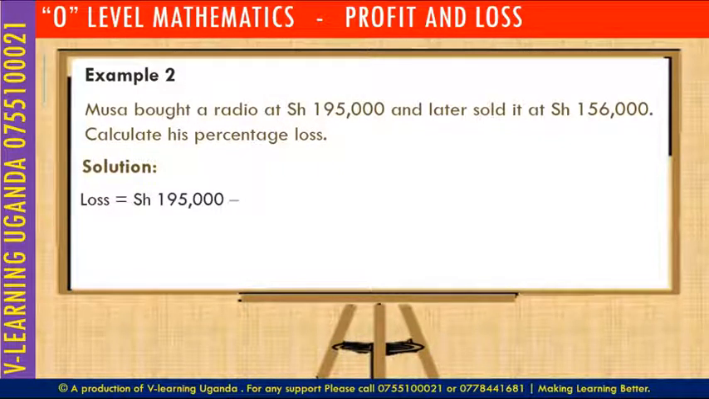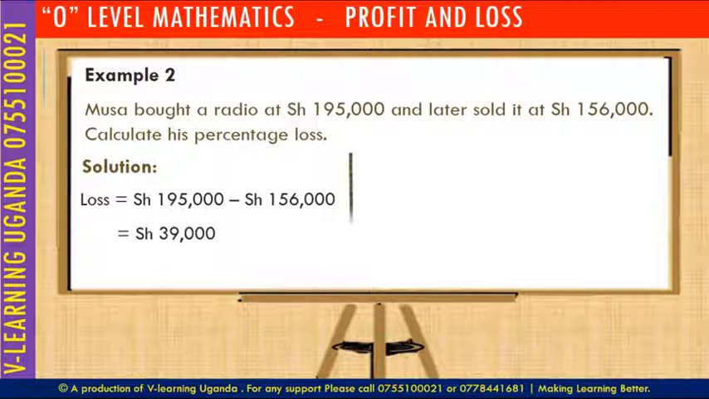And loss will be the buying price minus the selling price, because it was a loss. And when you do that, 195,000 shillings minus 150,000 shillings, you get 39,000 shillings. That is the loss. But the question is not demanding for loss. It is demanding for percentage loss. So in our next stage, we now calculate percentage loss.